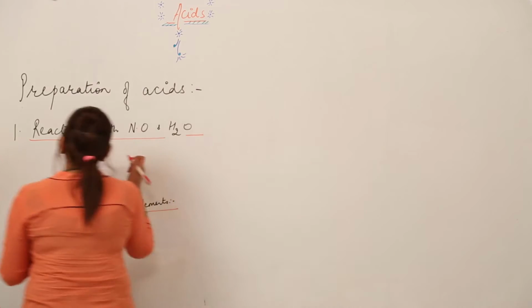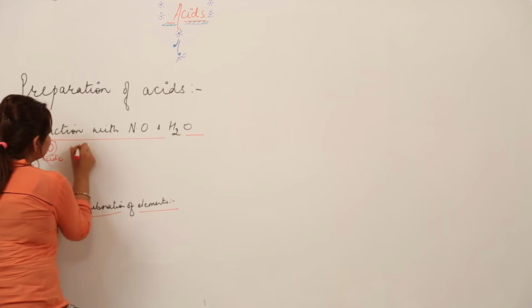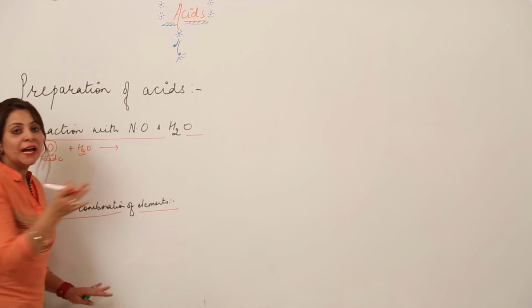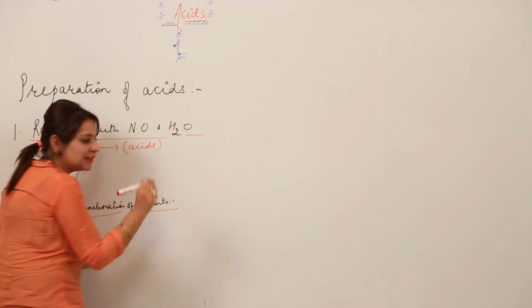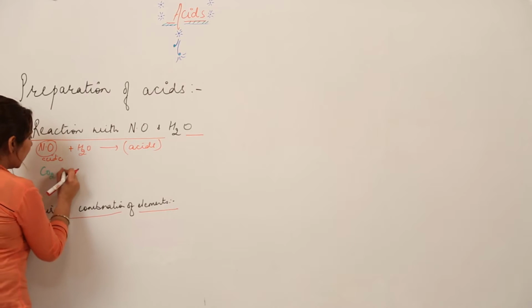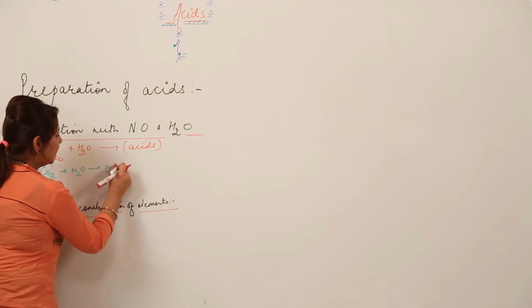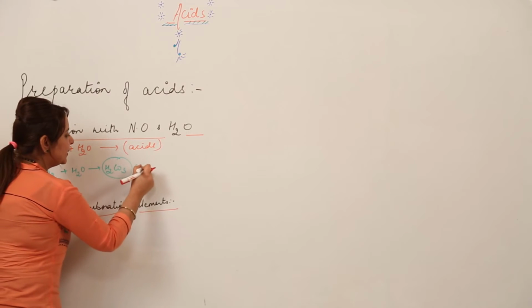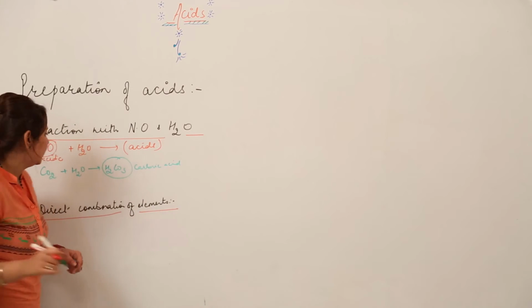See how? As you know, non-metal oxides are acidic in nature. So when we dissolve a non-metal oxide in water, what are we going to get? We are going to get acids. So just look at the board. Suppose I have CO2. I am dissolving CO2 in water. So what do I get? I will get carbonic acid, H2CO3. That is the carbonic acid.